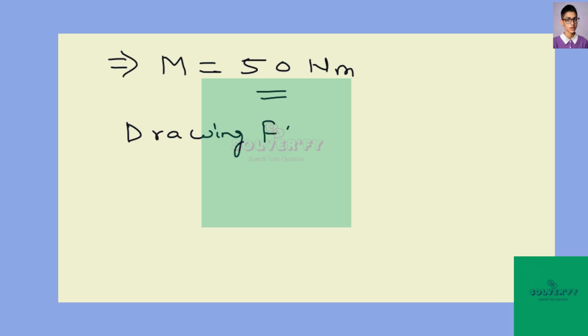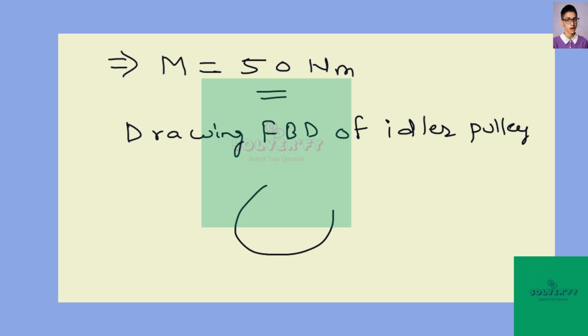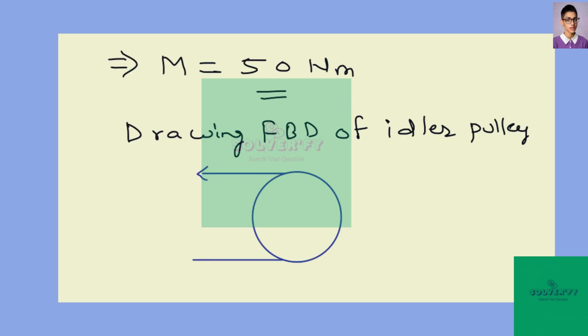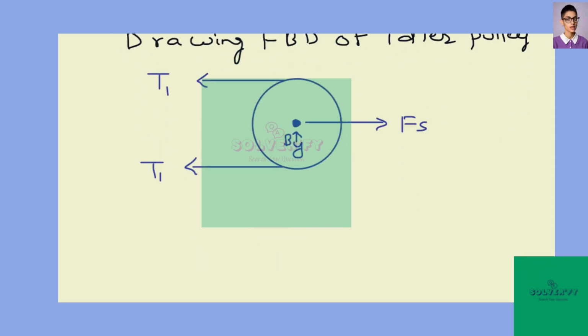Drawing the free body diagram of the idler pulley. So drawing it more carefully, showing all the forces acting on this pulley. So here this force is T1 and here it is T2. This point is B, here it is By and here it is Fs.